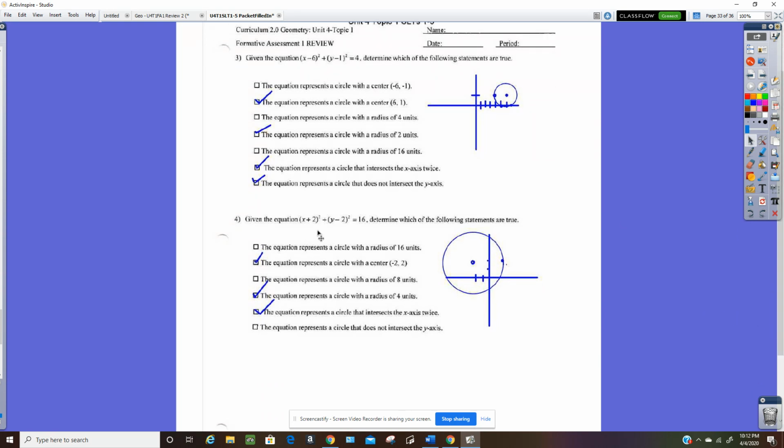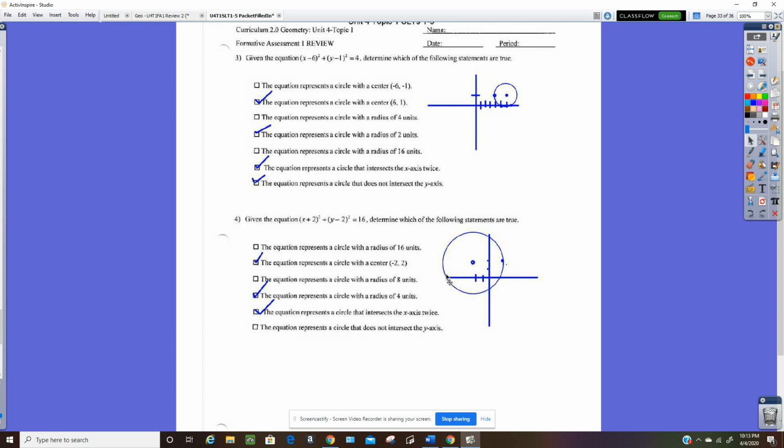And then given this equation here, determine the following. So (x + 2)² + (y - 2)² = 16. So the radius is not 16, it's the square root of that, which is 4. So I check that box. Then the opposite of +2 is -2. The opposite of -2 is +2. So the center is at (-2, 2). And then we already talked about this. The square root of 16 is 4.